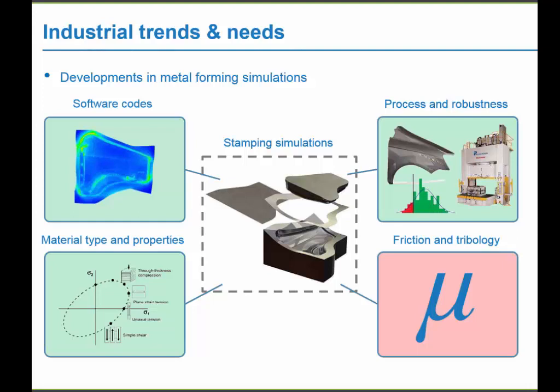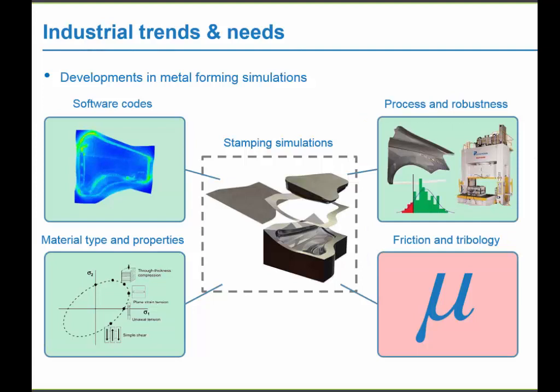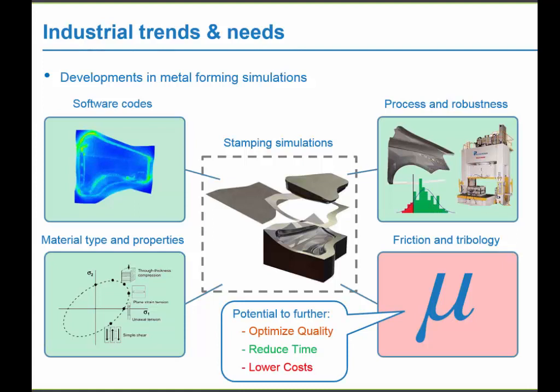Still often a fixed value for the friction coefficient is used, the Coulomb friction coefficient. We know from practice and from experience that the friction coefficient is in fact not a constant, but depends on different dependencies. To our belief, making a better description of friction and tribology in stamping simulations will give you the potential to further optimize quality of parts, reduce time, and lower costs of new developments.